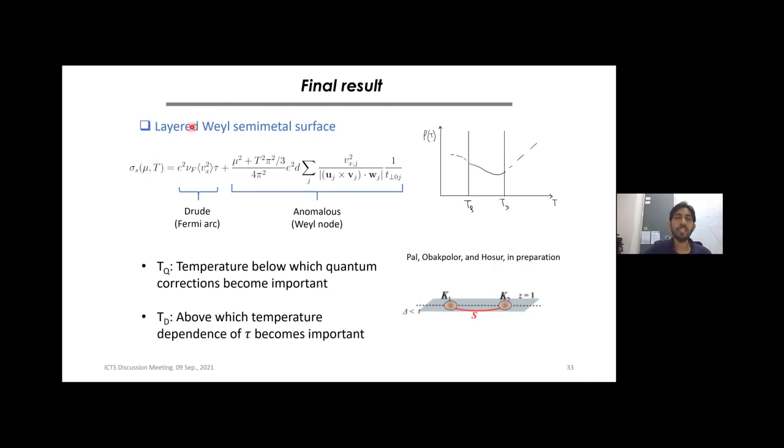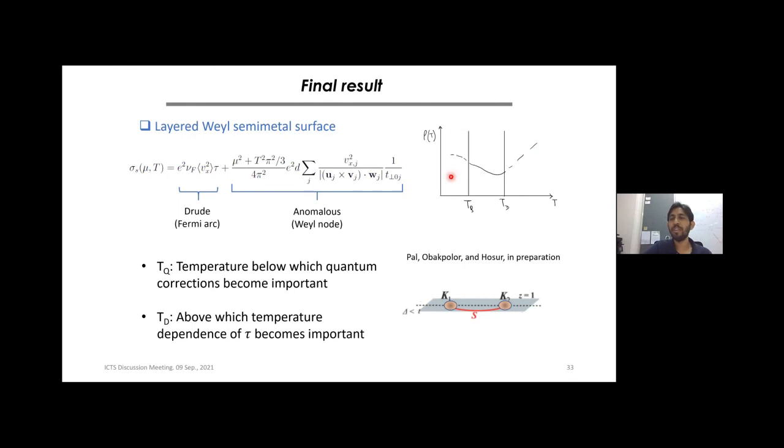The result tells me that in a layered Weyl semimetal surface, the surface conductivity not only has a regular Drude part which comes from the entire Fermi arc, it also has an anomalous part which comes only from the Weyl nodes. And this is anomalous because it is completely independent of your scattering time tau, whose role is instead now played by 1 over the interlayer coupling. Also, you can see that the temperature dependence of the conductivity is now increasing with temperature, which means the resistivity, which is the inverse, should decrease with temperature.